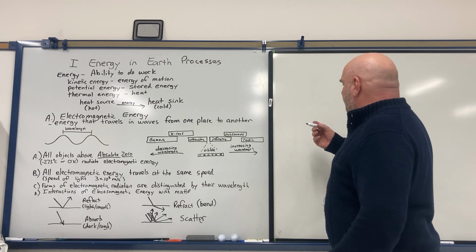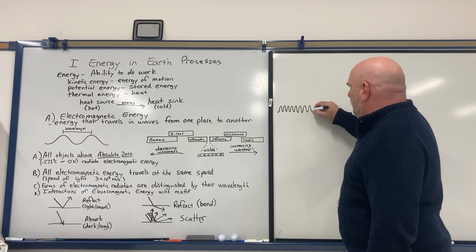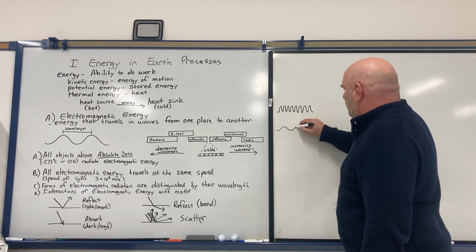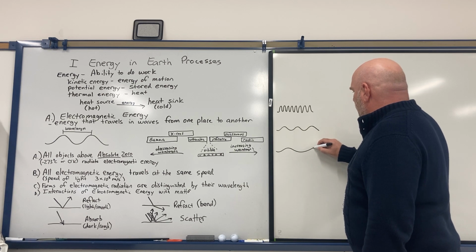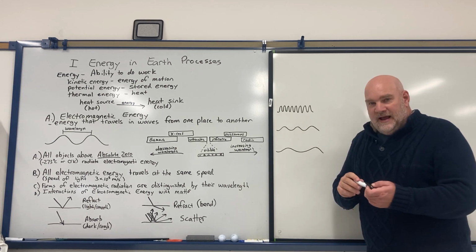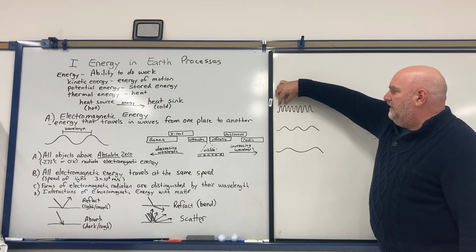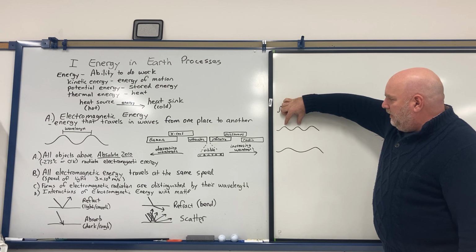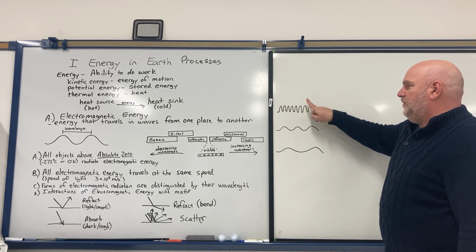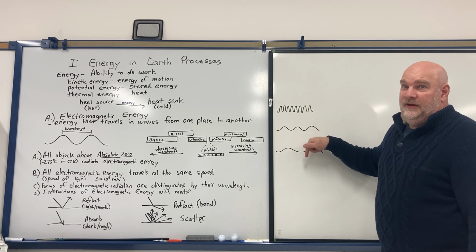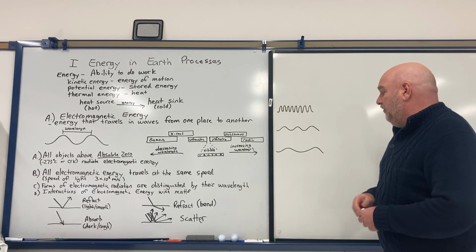So if I had something that looked like this, here the waves are very close together. This would have a short wavelength. Here the waves are a little bit farther apart. Here the waves are farther apart. So this would be the shortest wavelength, and that would be the longest wavelength. All right, so wavelength is the distance from the top of one wave to the top of another wave.